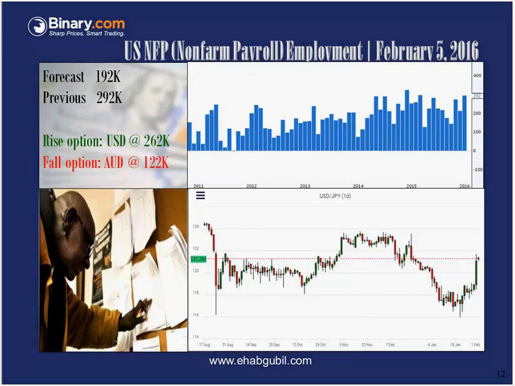On the other hand, if we get a strong non-farm payroll release, 262,000 or more, and the unemployment rate falls to 5% or less, then the dollar will get stronger, and I would make rise option on the dollar against other weaker currencies.